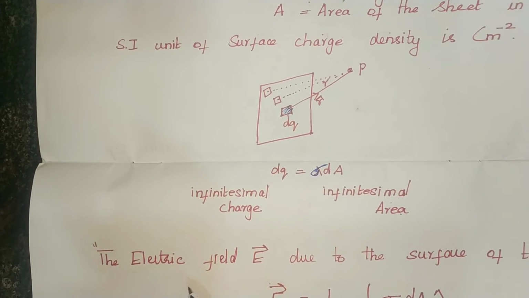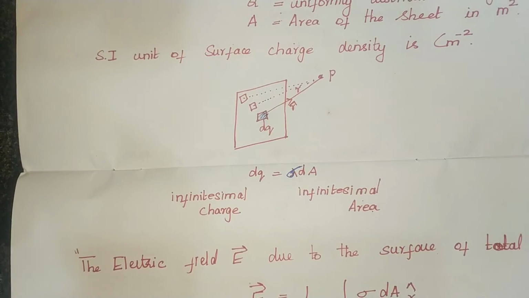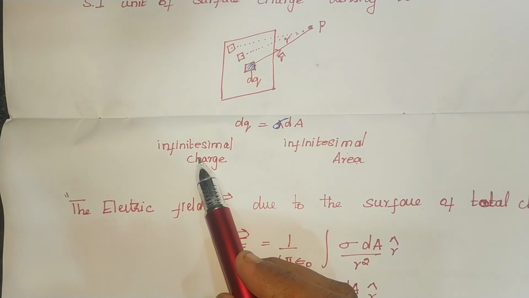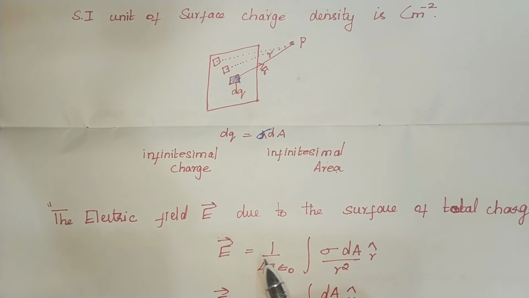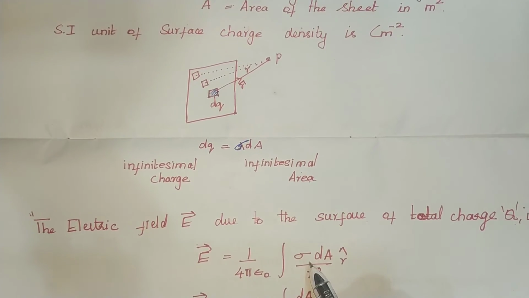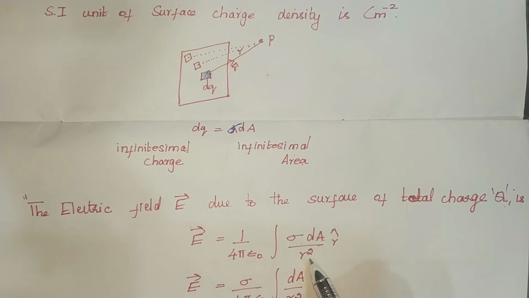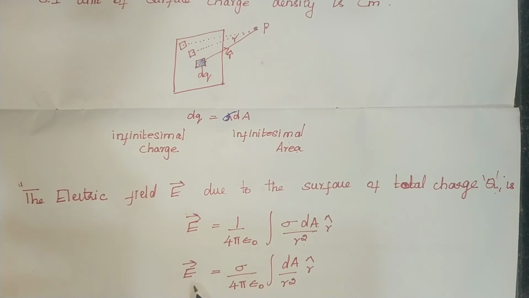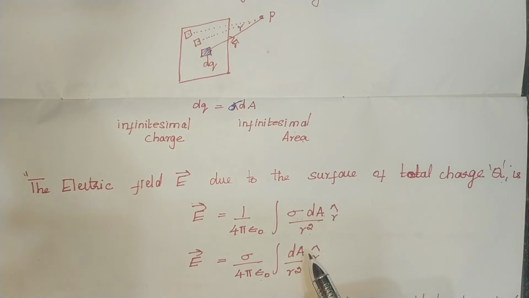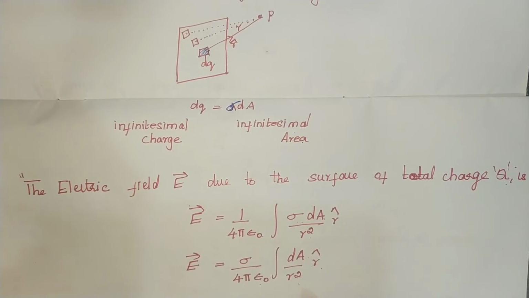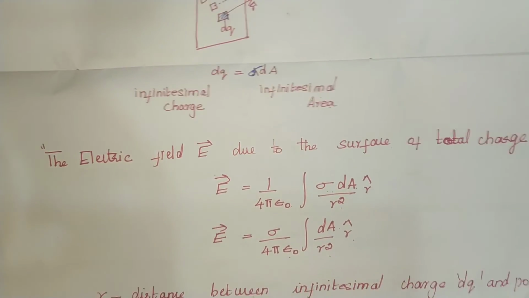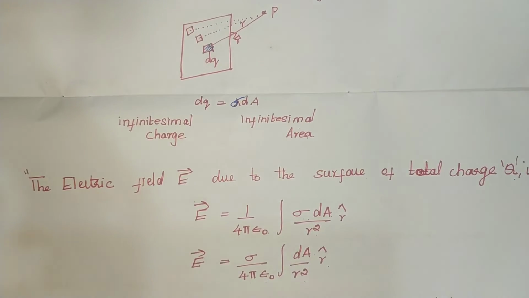Now the electric field E vector due to the surface of total charge Q: what will be the total field due to all the infinitesimal charges? E vector is equal to 1 by 4 pi epsilon naught integral, and instead of dq we write sigma dA by r square r unit. Then E vector is equal to sigma by 4 pi epsilon naught integral dA by r square r unit. Here r is the distance between infinitesimal charge dq and the point P, and r unit is the direction pointing from dq towards P.